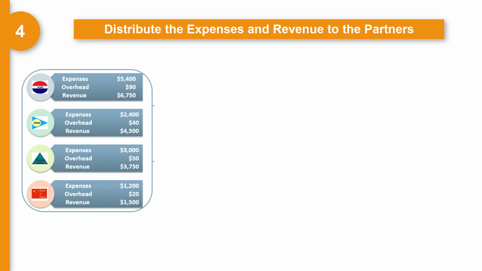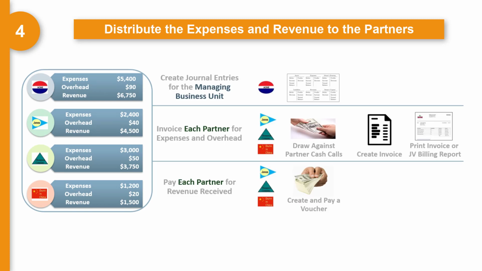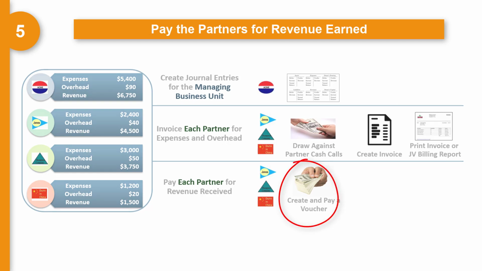After distributing the expenses and revenue in the JD Edwards EnterpriseOne system, Acme has to draw from the cash calls or bill the partners for the distributed expenses and pay the partners for the distributed revenue.